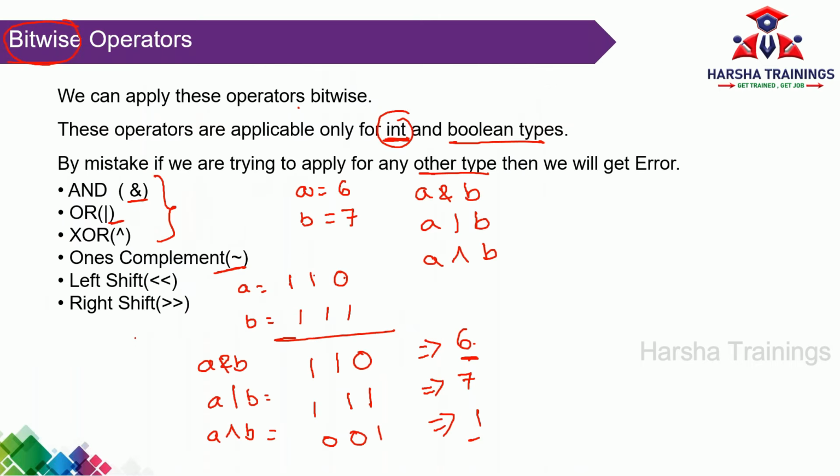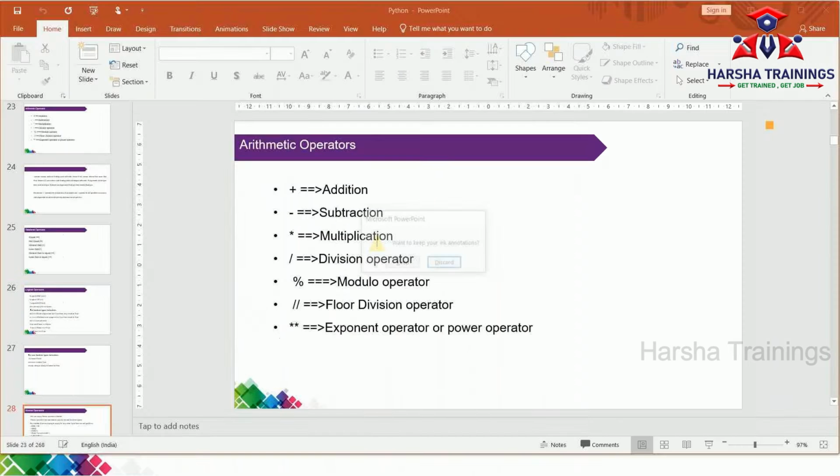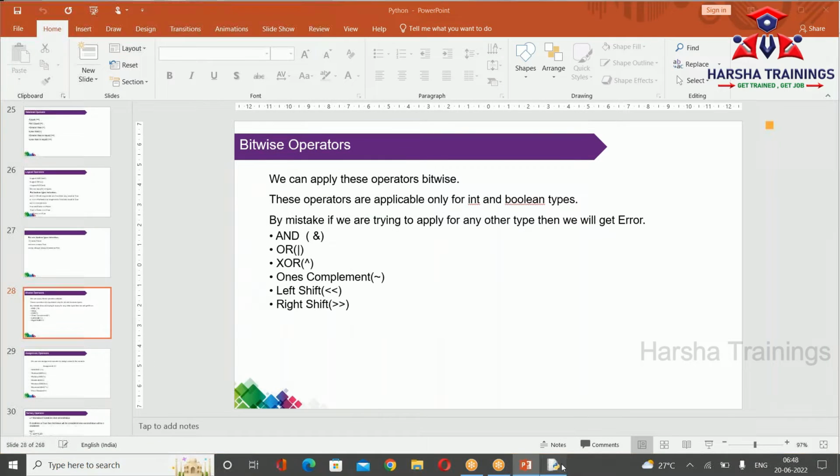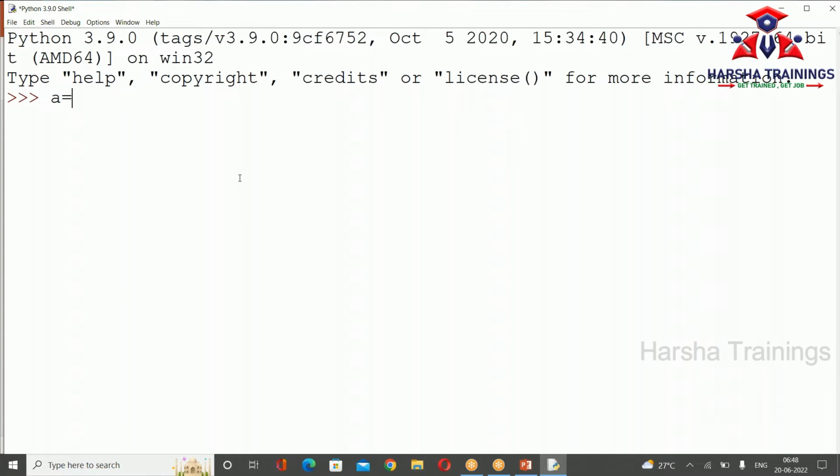Now I will execute this complement. A is equal to 5. Now complement A. What is the value? Minus 6. Suppose A is equal to minus 6. Complement A in the sense the value is 5. So minus of minus 6 plus 1, that is positive to negative and negative to positive.